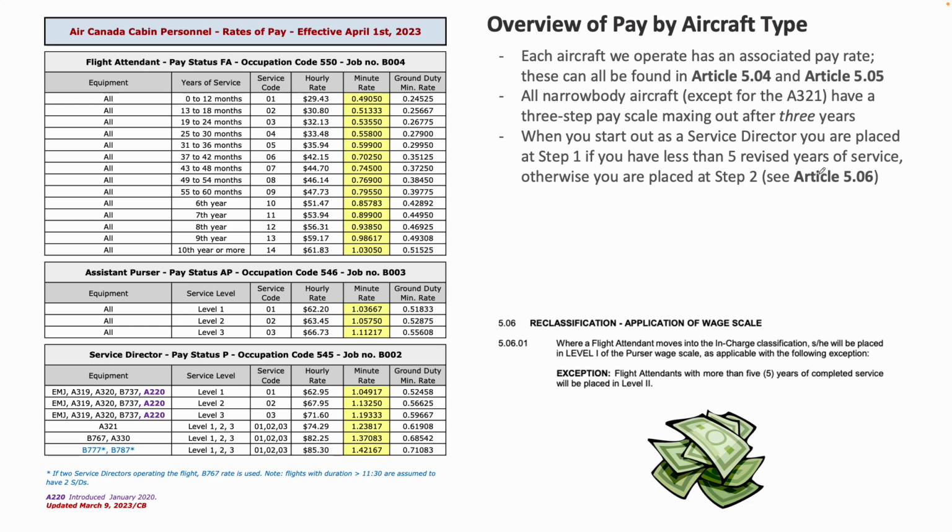The reference for this, to give you an idea, would be Article 5.06 in the collective agreement, which has been included in the screenshot here a little further down.